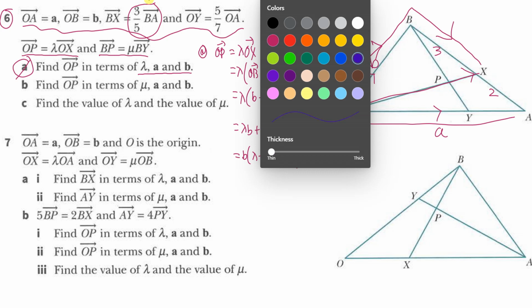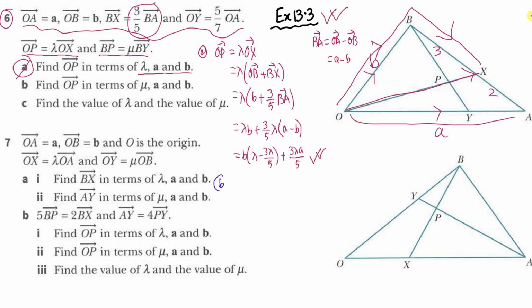I am going to use a different color now. Part B is also asking OP but in terms of mu. Let me write it. OP equals, in terms of mu, BP is provided here. So we have to go first OB, then add BP. This is the information. OB is given here as B, so B plus BP, provided mu BY. B plus mu. What is our BY?